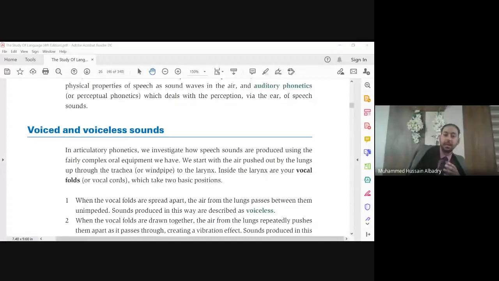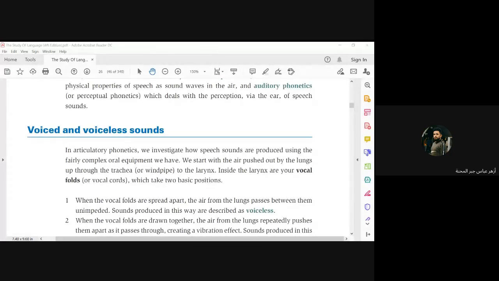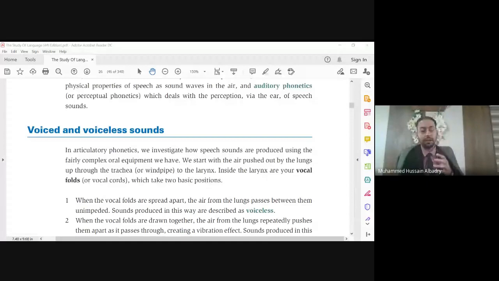Yes, Abbas. Voiceless is produced without vibration in the vocal folds. So either we have vibration in the vocal cords or we don't. The vibration is not in the nose, not in the ears, not in the eyes. Vocal cords. When we have vibration here, it means this sound is voiced. But when we say this sound is voiceless, it means there is no vibration in the vocal cords. This is simply put.